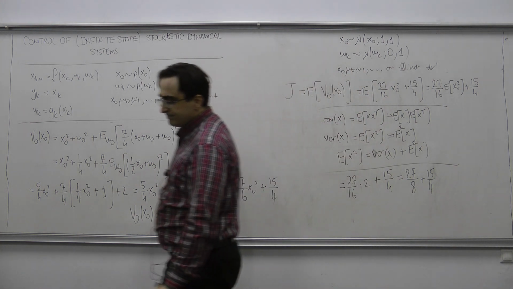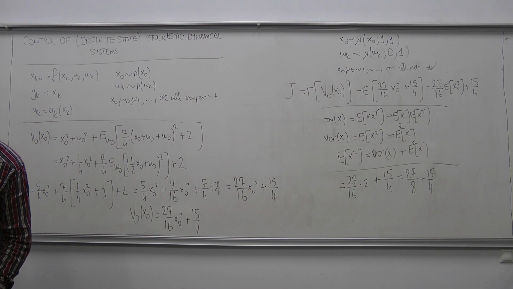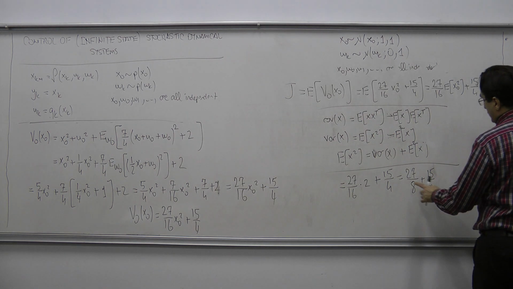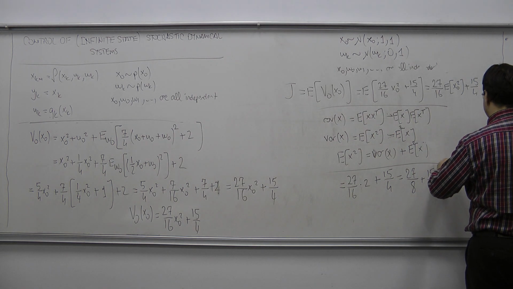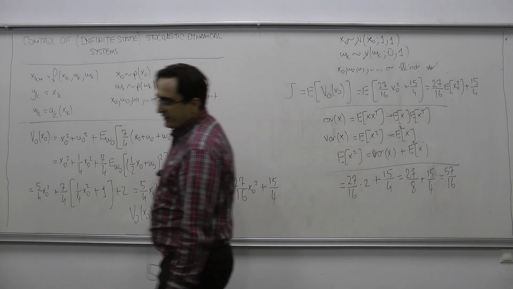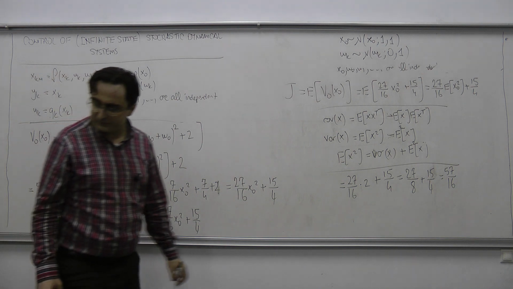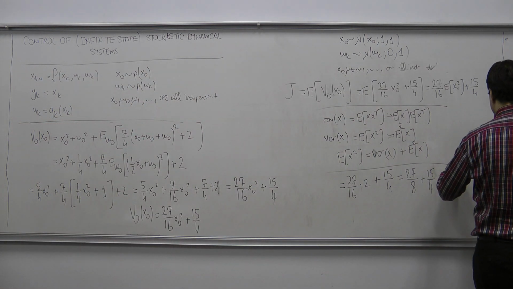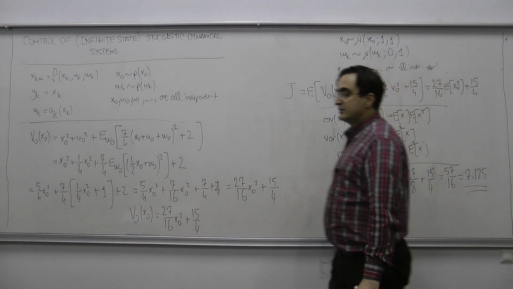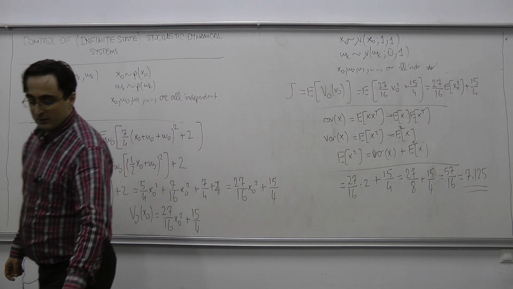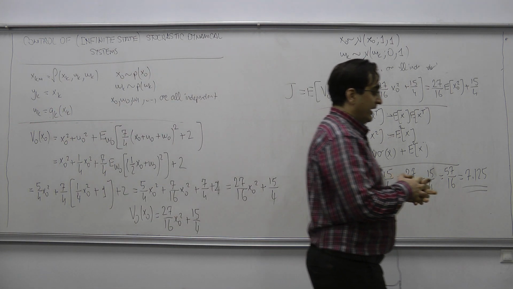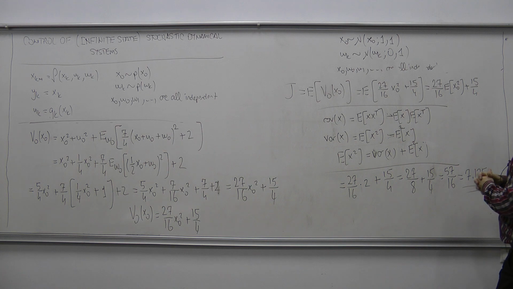All right? And this would be here. Equate the denominators here. So it is 57 over 16. And if you calculate this, then it is 7.125. This is the cost of applying the feedback policy u is equal to minus 1 over 2 x. Okay?